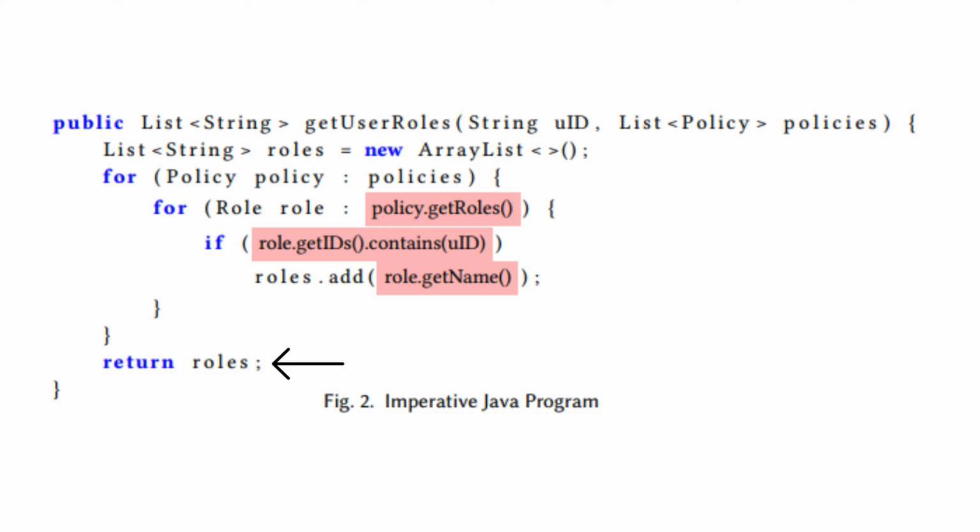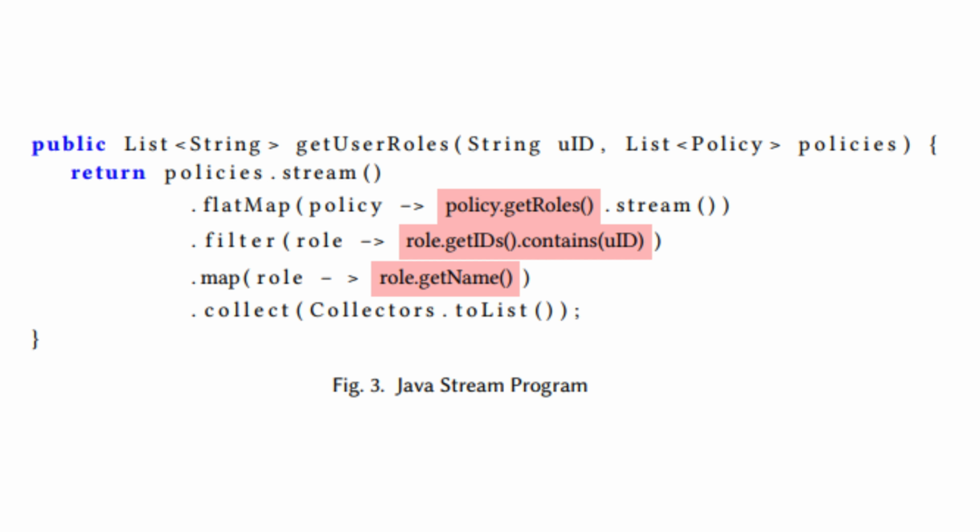The imperative implementation solves this problem using two nested loops. It iterates through every policy, then through every role inside that policy, checks whether the role belongs to the given user, and if it does, adds the role's name to the output list. Now, compare that with the functional implementation. Instead of nested loops, the program first converts the list of policies into a Java stream. It then uses a sequence of higher-order operations such as flatMap, filter, and map to perform exactly the same computation in a much more declarative style.